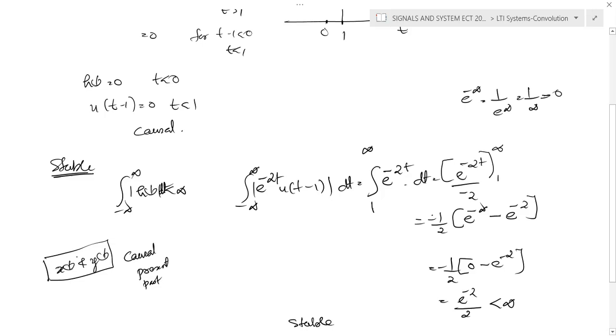Now, instead of this relationship between x of t and y of t, it's given h of t or h of n. If the impulse response is given, you can verify whether the given system is causal by verifying the condition h of t is 0 for t less than 0, and for stability whether it's absolutely summable or not.